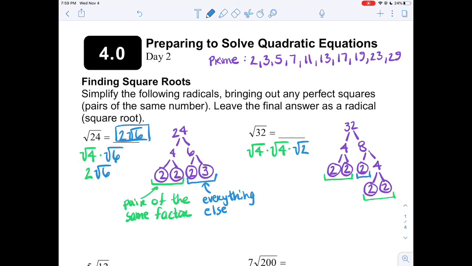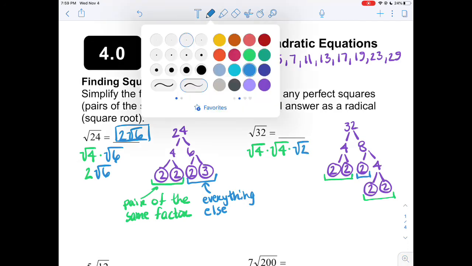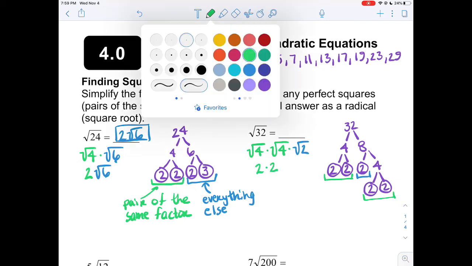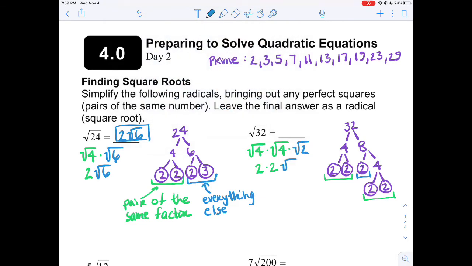So if I take the square root of 4, I get 2. If I take the square root of 4 again, I get 2, and then I'm still left with that square root of 2 that can't pair up. If I multiply these two green 2's together, I get 2 times 2 is 4, and then I'm left with the square root of 2. So my final answer for my simplified form of this radical is 4 times the square root of 2.